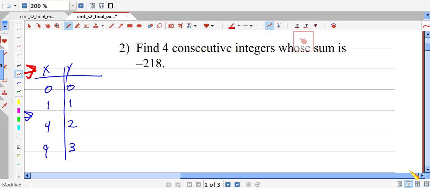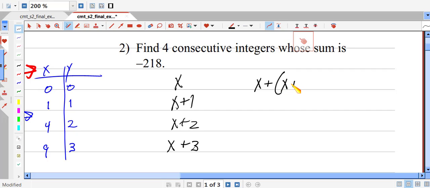Okay. Find four consecutive integers whose sum is negative 218. This is a classic consecutive integers problem. So I'm going to make my integers x, x plus 1, x plus 2, and x plus 3. And when I add them together, I set that equal to negative 218.